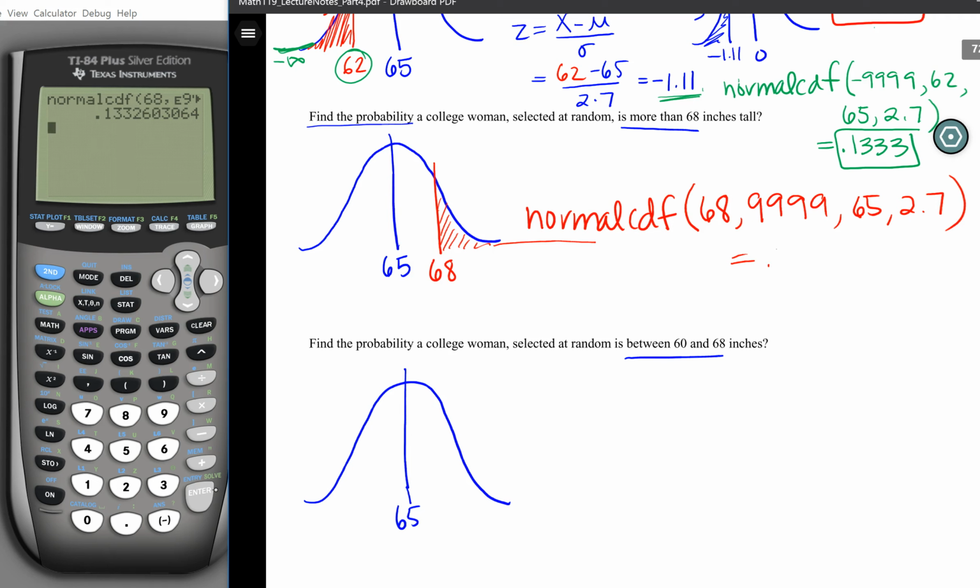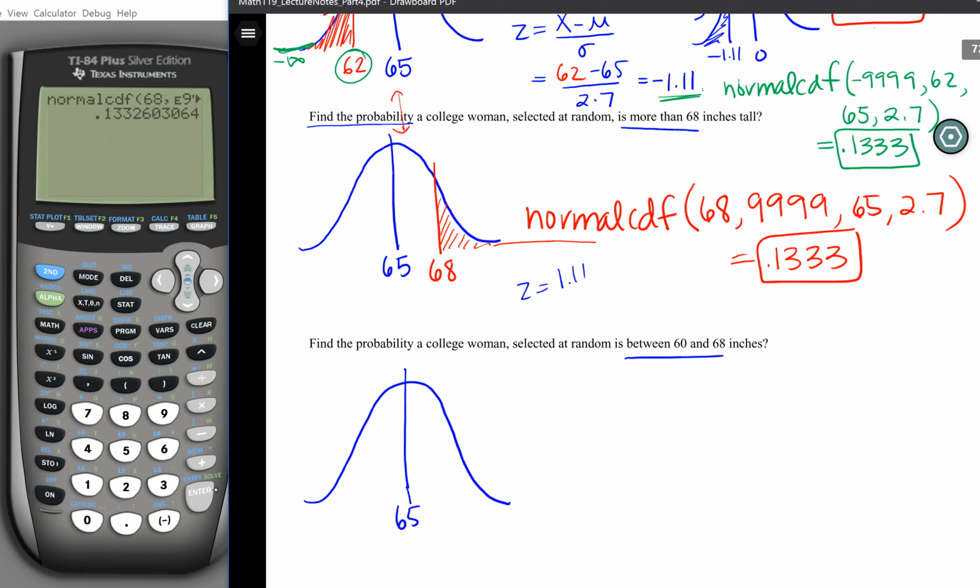Turns out that this probability is the exact same as before, which actually makes sense. Before we were 3 below the mean, and here we're 3 above the mean. So they're actually symmetric. These two problems that we just did are symmetric. In fact, if we had done the z-score for this problem, the z-score is a positive 1.11. So, clever.